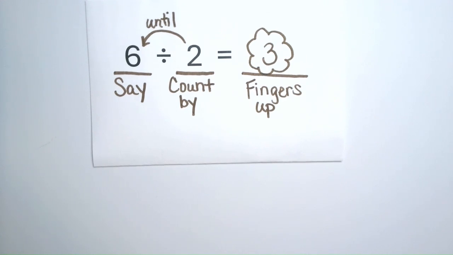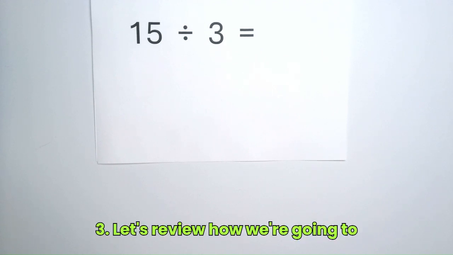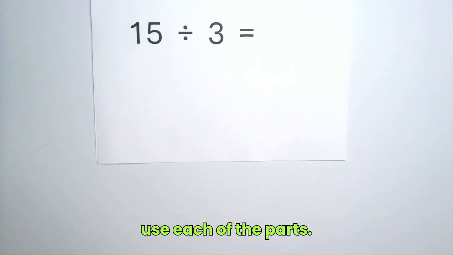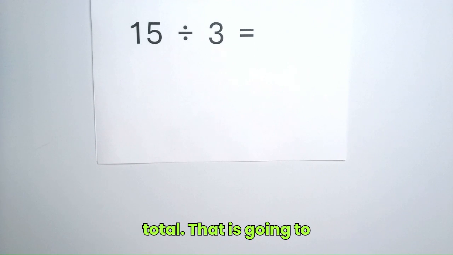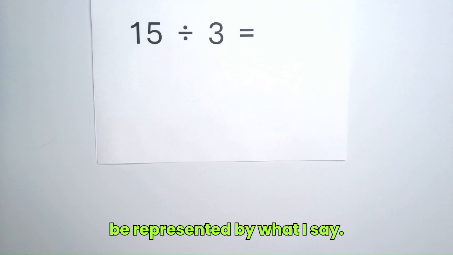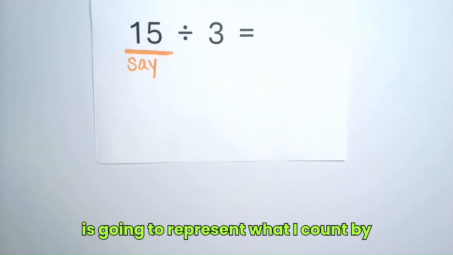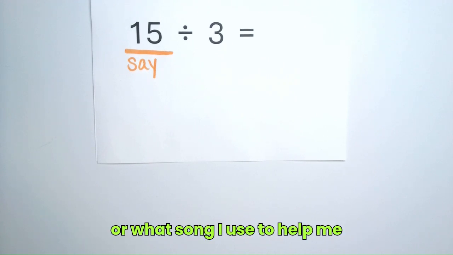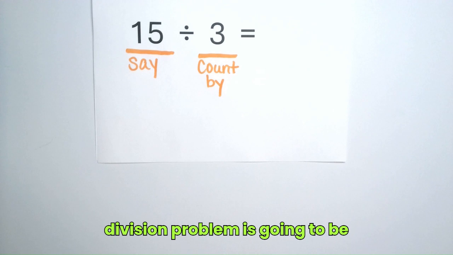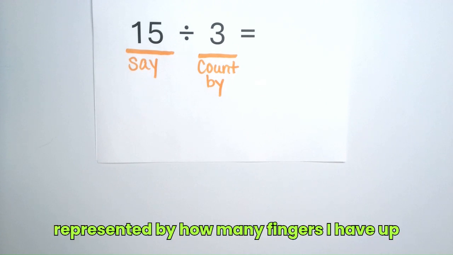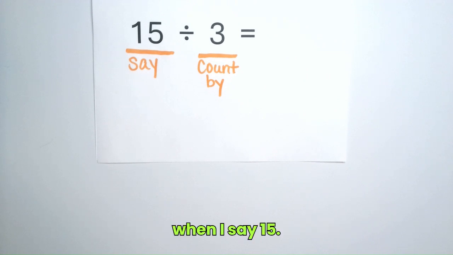Let's try another one. This division fact says 15 divided by 3. Let's review how we're going to use each of the parts. My 15 is my dividend or total. That is going to be represented by what I say. My divisor of 3 is going to represent what I count by, or what song I use to help me skip count. Lastly, my quotient, or my answer to a division problem, is going to be represented by how many fingers I have up when I count by 3s and stop when I say 15.